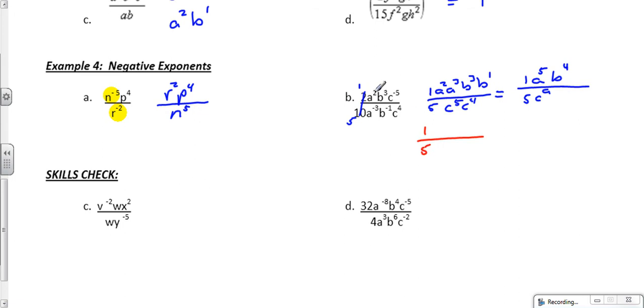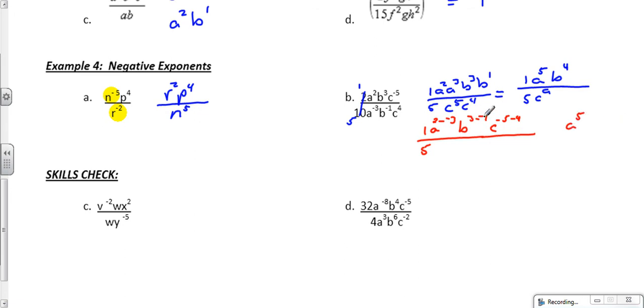If I use our division rule, it's quotient rule, we would take top, and it would be 2 minus the bottom exponent of a, which is negative 3. And b would be 3 minus a negative 1. And then c would be negative 5 minus 4. Every time you subtract exponents, your answer is in the numerator. But look what happens. 2 minus negative 3 does become 5.